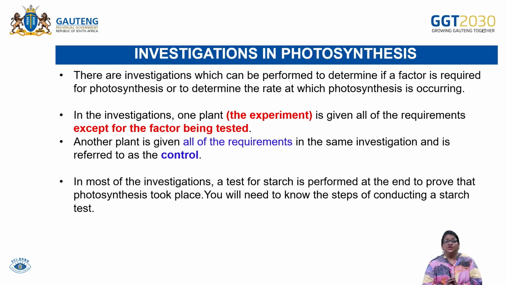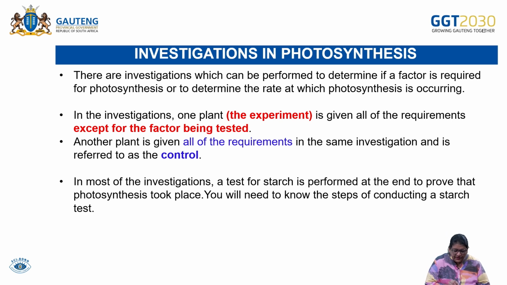And learners, what you need to know is that when you are looking at these factors that are going to be investigated, the outcome is what? What is the purpose of testing whether these factors are there? To see whether starch or glucose is produced. If there's no glucose or starch in a plant, it means no photosynthesis took place.